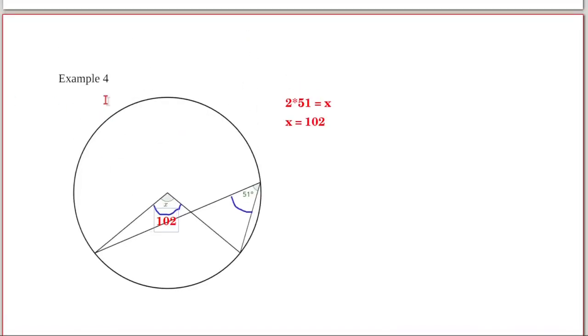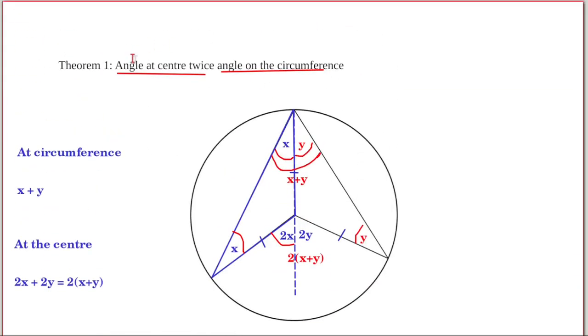Just like that. And that marks the end of our first tutorial on angle at the center being twice the angle on the circumference. So the angle at the center is twice the angle on the circumference. Our next theory, theory number 2, we are going to establish the value of an angle subtended by the radius. We are going to apply this theorem in finding the value of an angle subtended by the radius. Stay tuned for more.